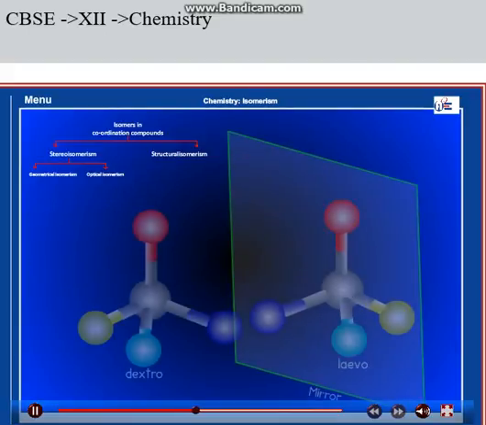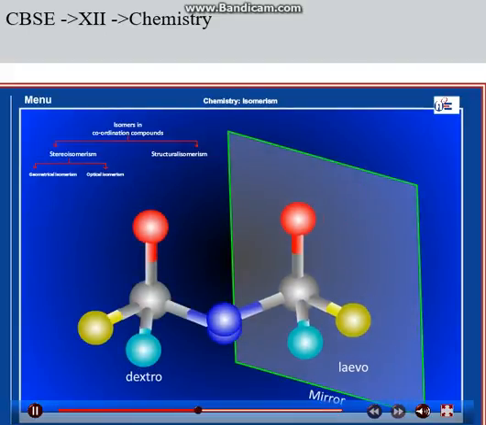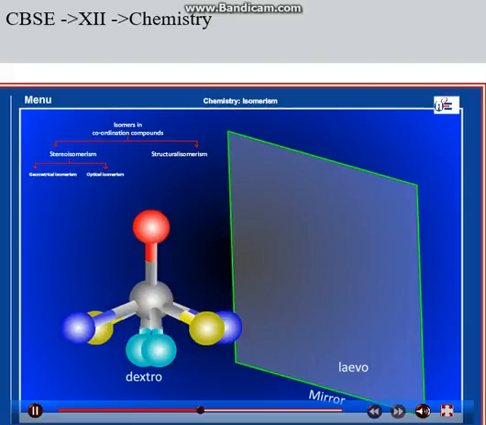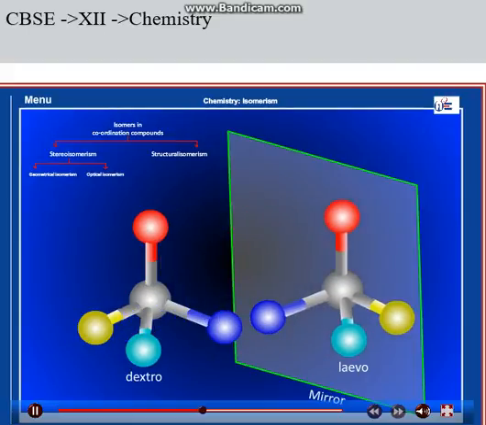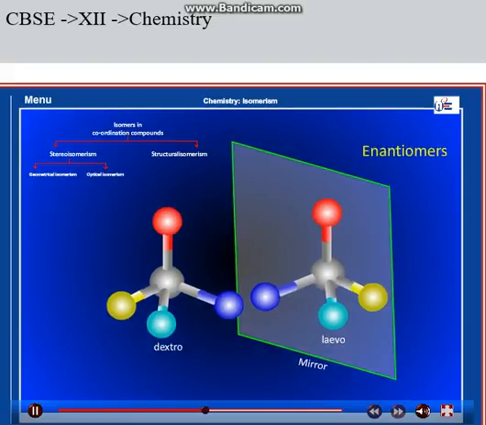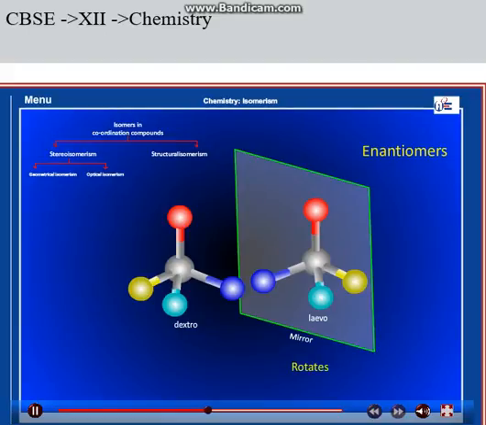Optical isomers are mirror images that cannot be superimposed on one another. These are called enantiomers. One isomer rotates the plane of polarized light to the left, the other rotates the polarized light to the right. The compounds are said to be chiral and optically active.